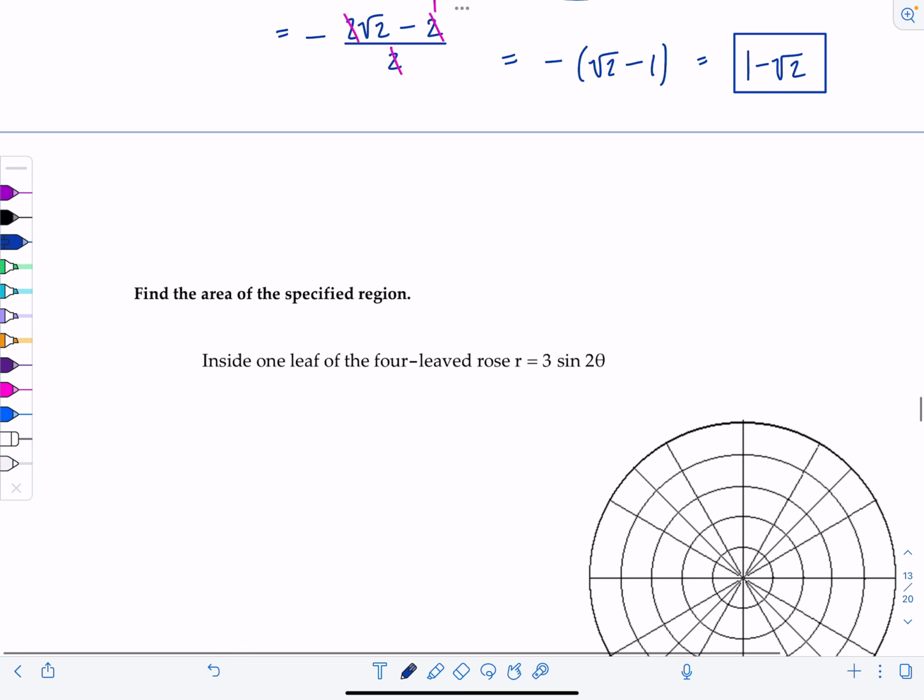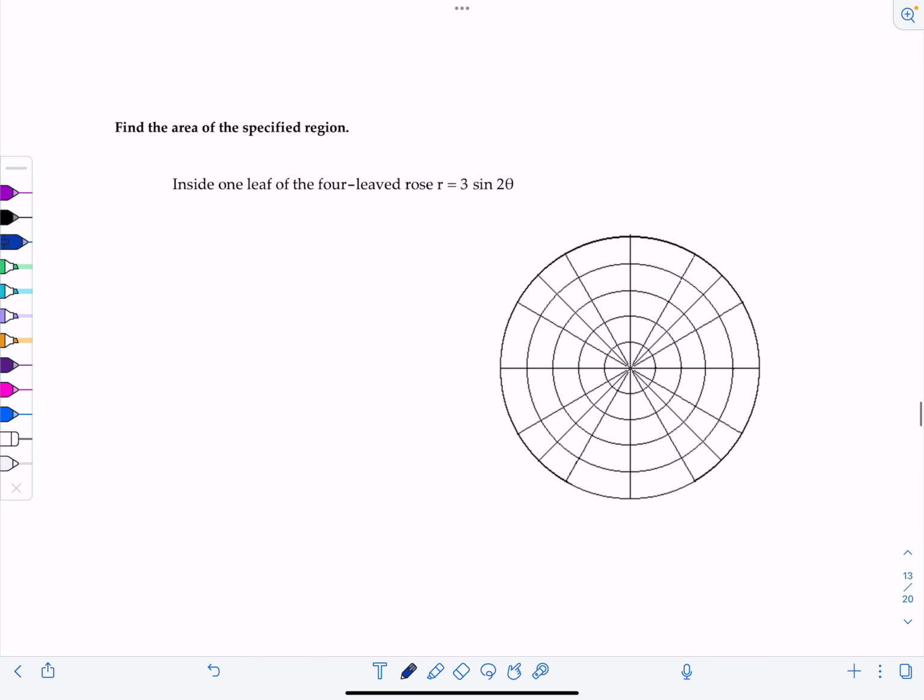Now let's talk about area. So area in polar is 1/2 integral alpha to beta. Those are limits on theta, r squared d theta.